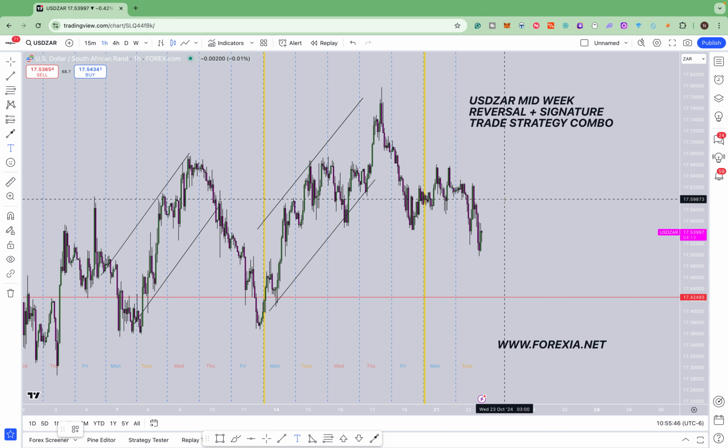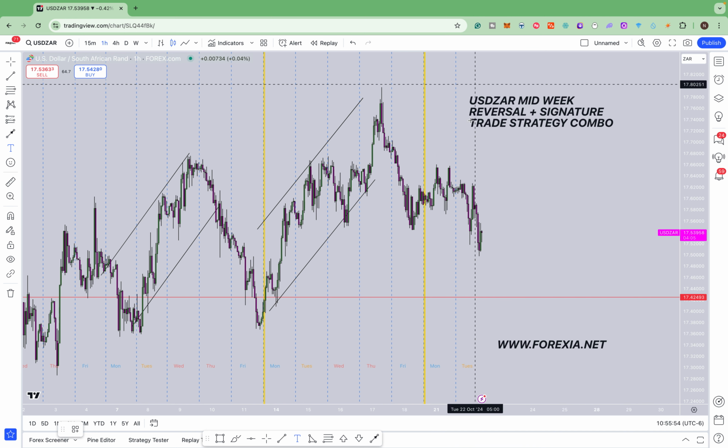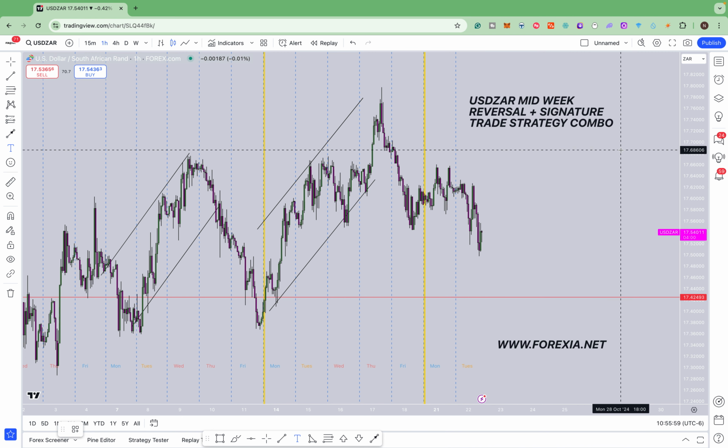Forexia family, today we're looking at the USDZAR, the dollar versus the South African rand, and we're going to be diving deep into the midweek reversal signature trade strategy combo. This is a 70 to 90% win ratio on this pair using this specific strategy. And so we're just going to dive deep into exactly how the strategy works and how you can profit from it.